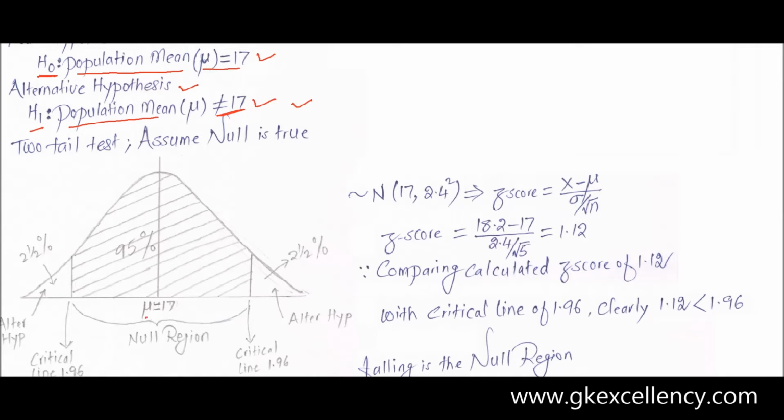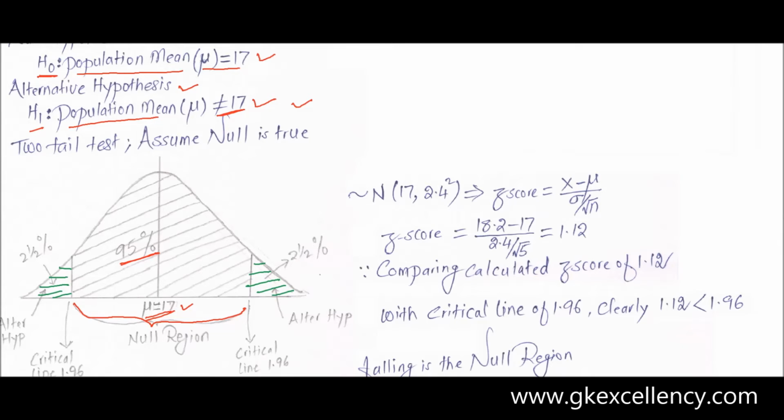The lecturer's claim, mu equal to 17, comes exactly in the middle. This is my null region at 95% width, or 5% significance level. In other words, the alternative region would be 2.5% on the upper side and the lower 2.5% on this side.